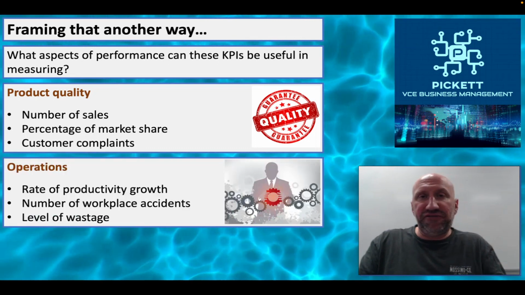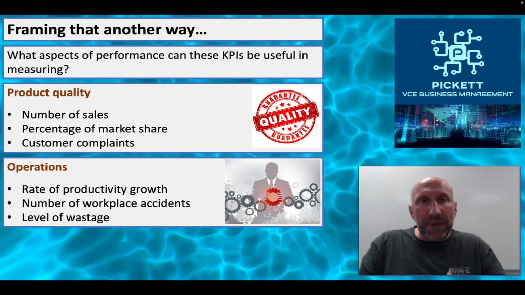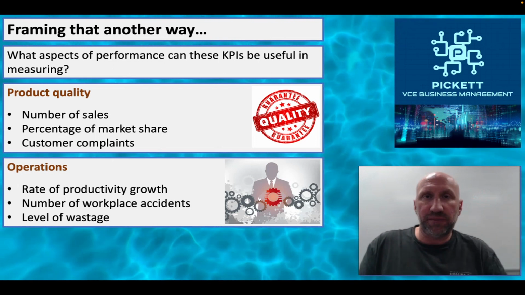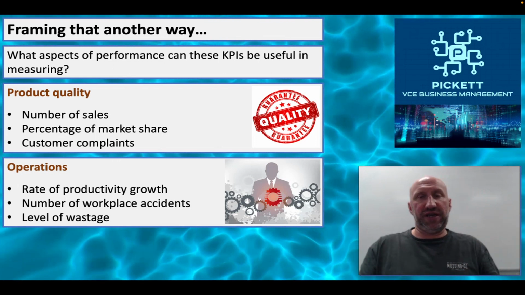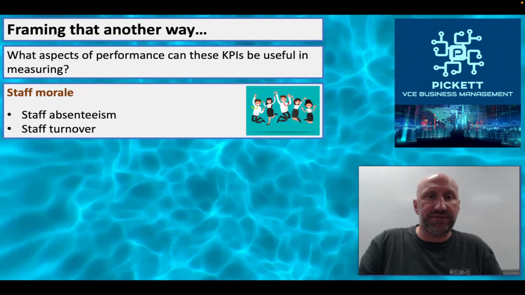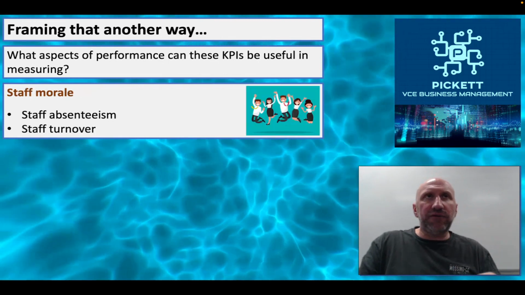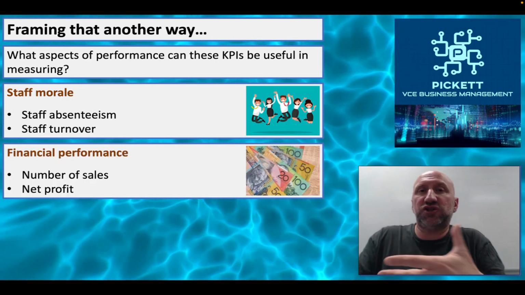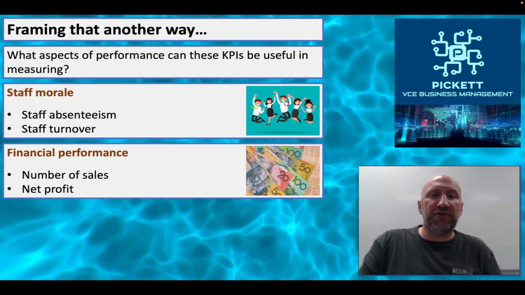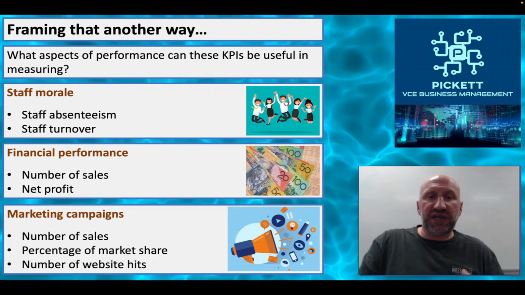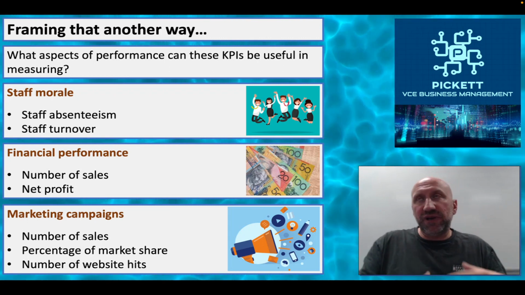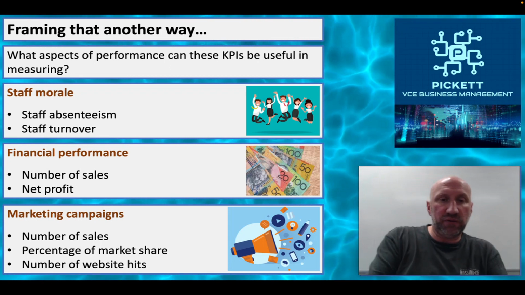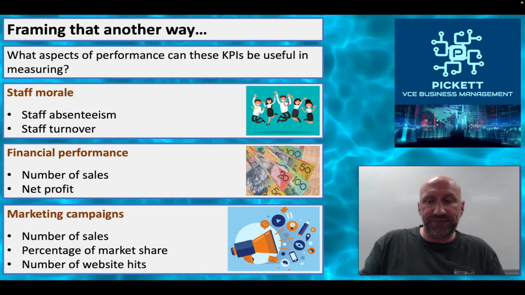Okay. If the question was asking you to come up with some KPIs that could measure how effective the operations part of the business is, then those 3 KPIs would be relevant. If it's asking how the business could measure its staff morale, we've got these 2. Financial performance, number of sales, net profit. If it's asking how the business could measure how effective a marketing campaign has been? We have those 3, for example, might be appropriate.